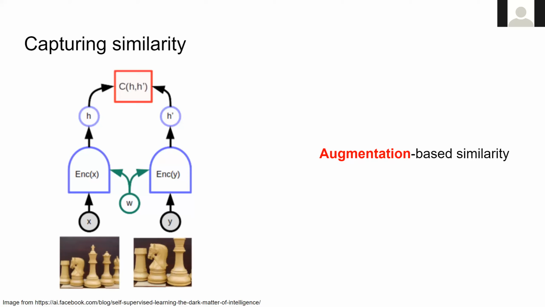And by the way, when you have this architecture with two neural networks running side by side, that's what we often call Siamese networks.